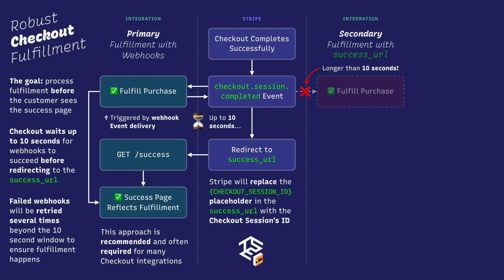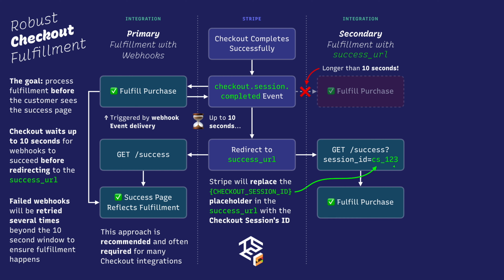To do this, we can add a checkout session ID placeholder to the success URL on the checkout session. Stripe will replace it with the checkout session's ID when it redirects, and the integration can then use that ID to fetch the checkout session from Stripe, confirm the payment was made, and process fulfillment. Then a success page showing the successful payment can be rendered for the customer, resulting in the same great customer experience as before. Note that in this scenario, the fulfillment process will be triggered twice.